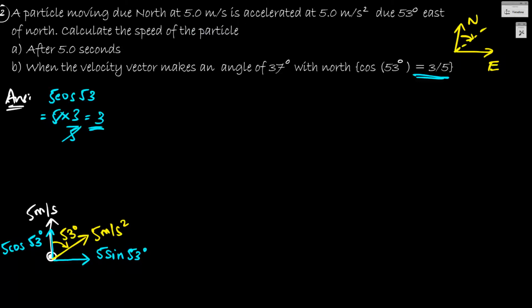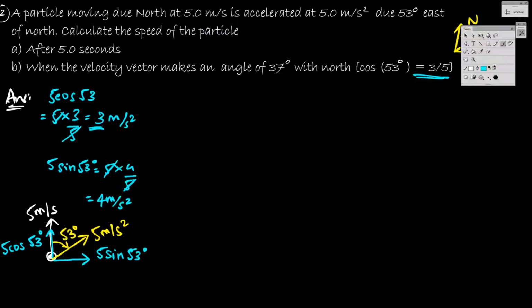So what you understand is 3 meters per second squared is the acceleration along the y direction, along our north. And similarly along the east, we have 5 sin 53. That's going to be 5 times 4 by 5, right? Because if cos is 3 by 5, then sine must be 4 by 5. We discussed this before. That must be 4 meters per second squared. So I think now the picture is quite clear. We can solve this problem now by again looking at two different directions.